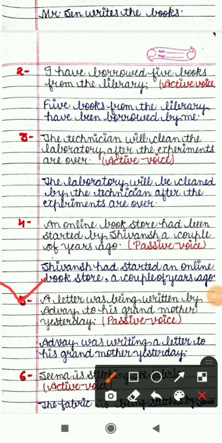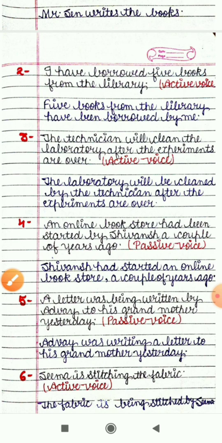Fifth sentence is, a letter was being written by Advait to his grandmother yesterday. So here by is given, that means the sentence is of passive voice and the sentence is of past continuous tense. So when we have to change it into active voice, we have to use the helping verb of past continuous tense, that will be was and were according to the new subject with first form of verb plus ing. So here Advait is the object, that means Advait will be our new subject in active voice which is singular. So with Advait we will use was. Advait was writing a letter to his grandmother yesterday.